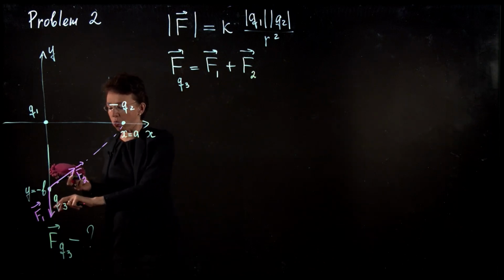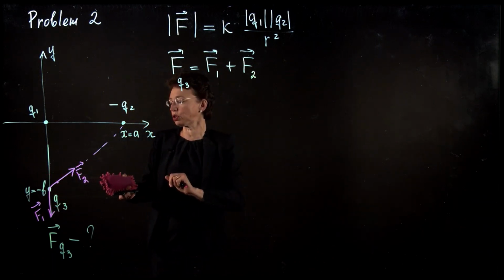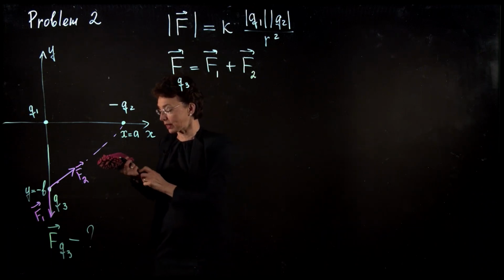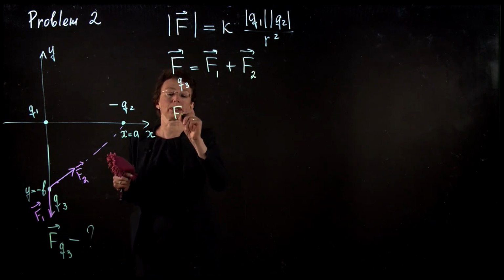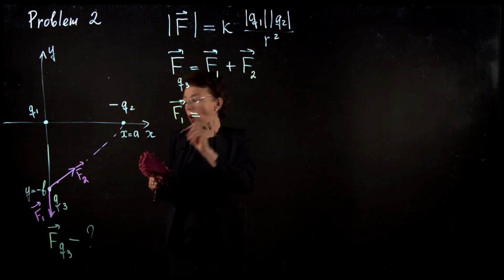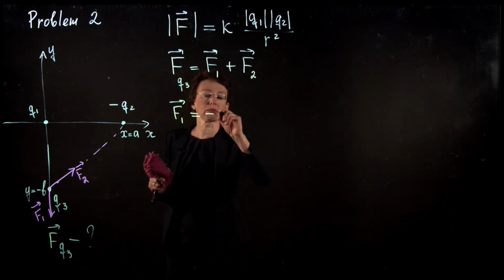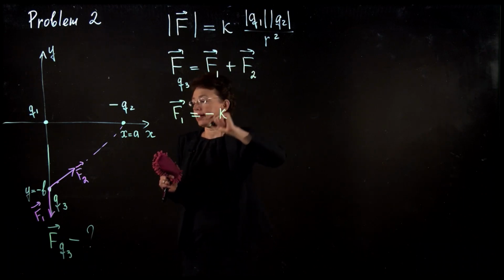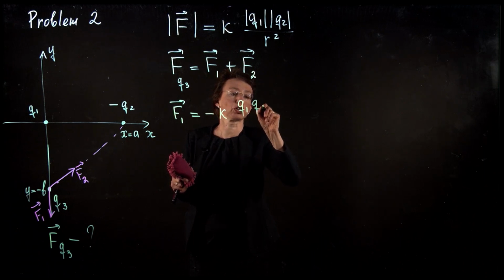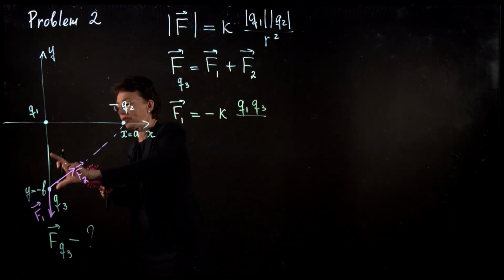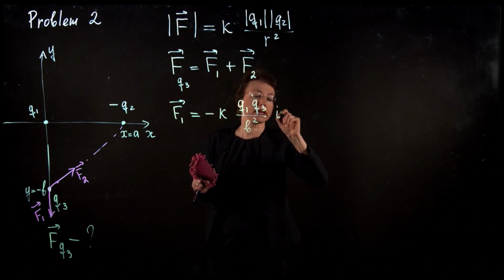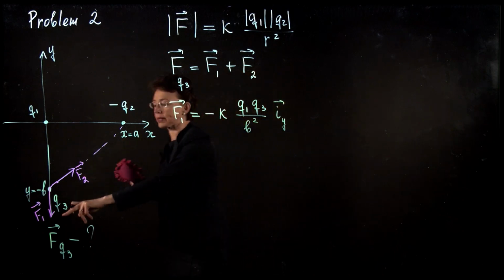So we need to express F1 in terms of components, we need to express F2 in terms of components, and then add these two forces as vectors. So what is F1 in terms of components? F1 has 0 x component, the y component is negative, so it is minus k, then the product of charges, magnitude of q1, magnitude of q3, divided by the distance between them squared. The distance is b, so this is b squared, and this will be the y component, the x component is 0.